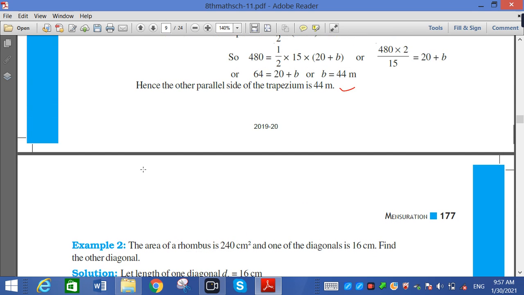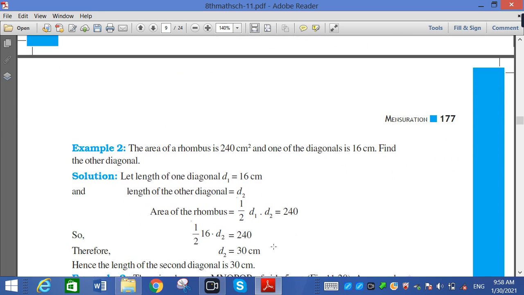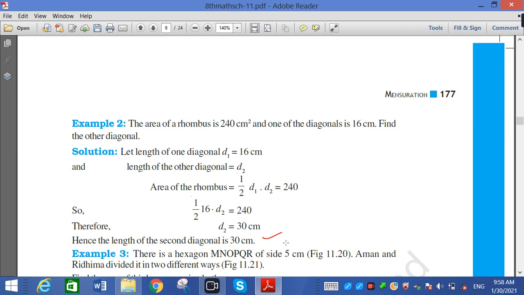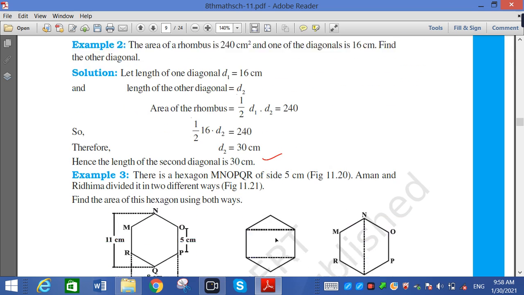Now for rhombus. The area of a rhombus is equal to, we know, half into d1 multiplied by d2. So we know that 240 is there. So 1 by 2 into 16 into d2. We can cancel it. So 240 divided by 8, you will get d2. Same sum here. That is 30. So the second diagonal is 30.